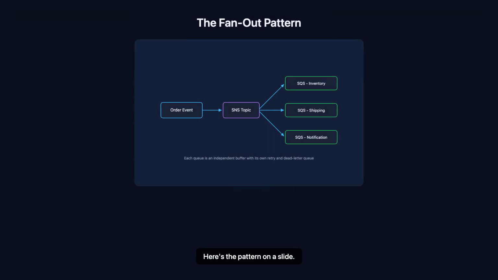Here's the pattern on a slide. The order event lands on a single SNS topic. From there, it fans out to 3 independent SQS queues, one for inventory, one for shipping, one for notification. The value is in that separation. Each queue is its own buffer with its own retry and its own dead letter queue, so a failure in one downstream service never touches the other two. This is Amazon's own canonical decoupling design.